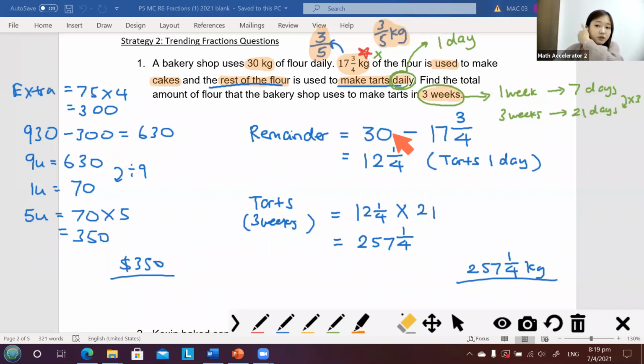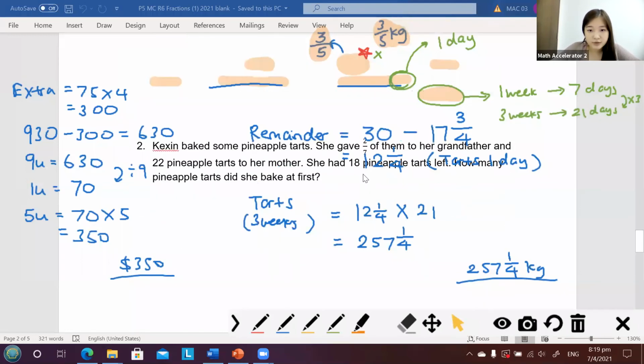So always read the question carefully. Annotate and analyze before you try to do the question. If not, everything will be wrong. So take note of this. If you have to write it down, go and write it down. Okay, no problem. Understand already? Let's go to the next question.